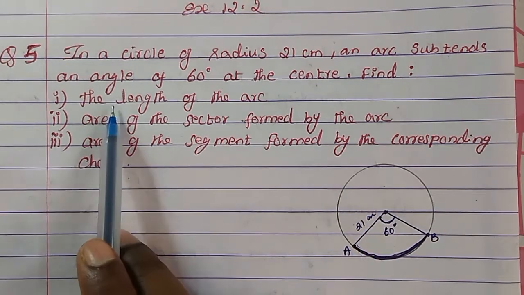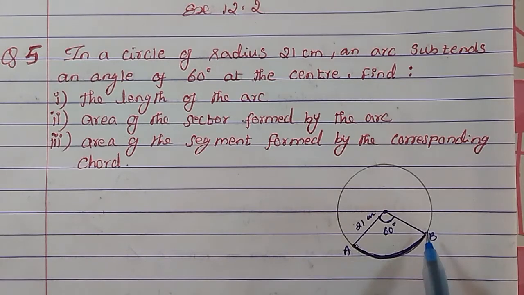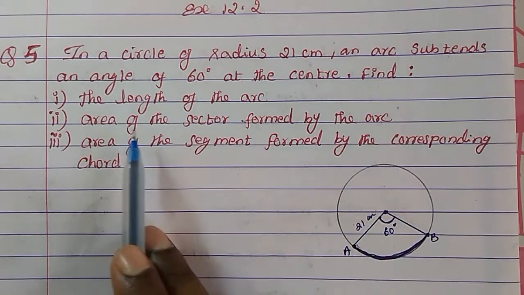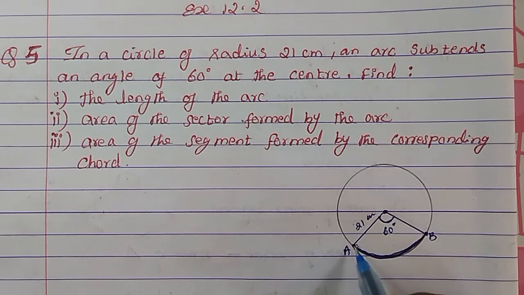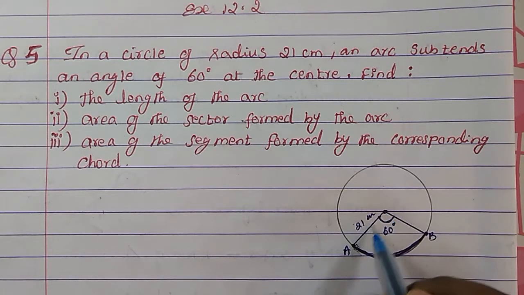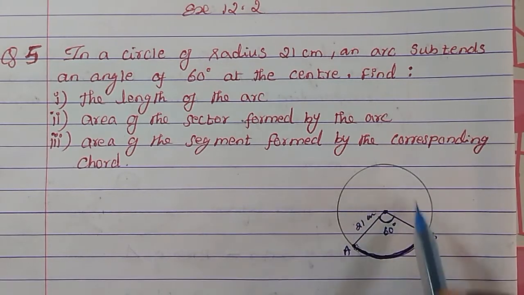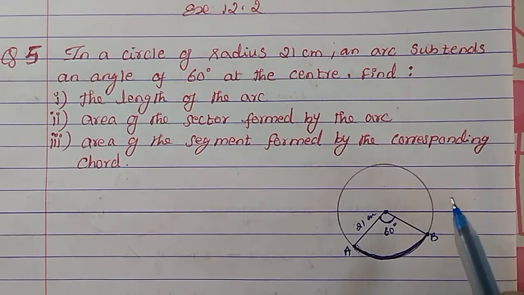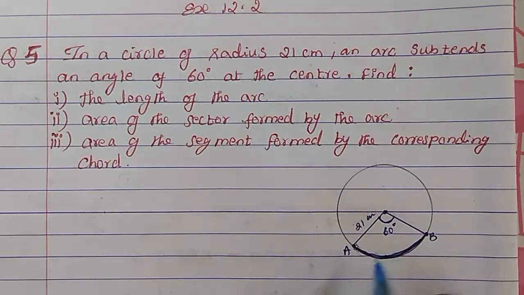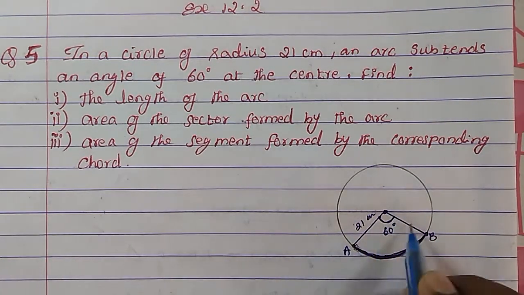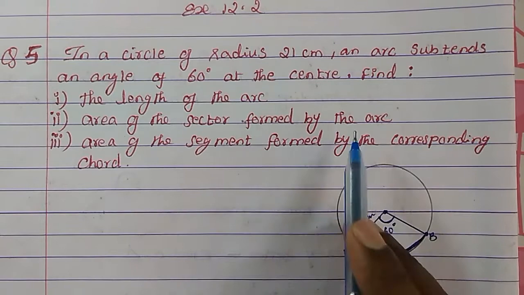So what we have to find? The length of the arc. So we have to find out the length of this arc. Then area of the sector formed by the arc. So if this is the arc, then the area of the sector. Sector I have already explained to you in the introduction part. Sector means when two radius is there, this part is called sector. If this is a small piece, then minor sector, and the bigger one is called major sector. But here it is asked area of the sector formed by the arc. That means the arc is here, so this is the whole thing. We have to find out the area of the sector.